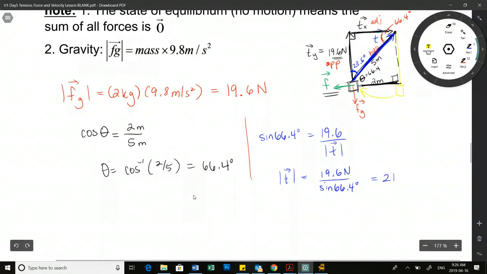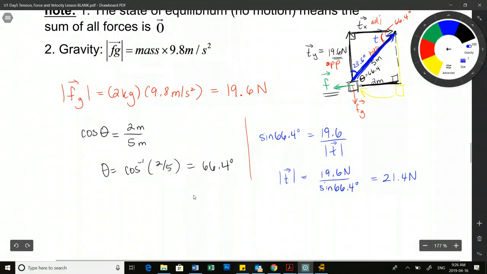Okay, so about 21.4 newtons. Lovely. This doesn't ask me to find the direction, but if I wanted to, I could say that this is at a true bearing of 23.6 degrees. So that's 21 newtons was the top line. This is the blue line right here, just the full tension vector.